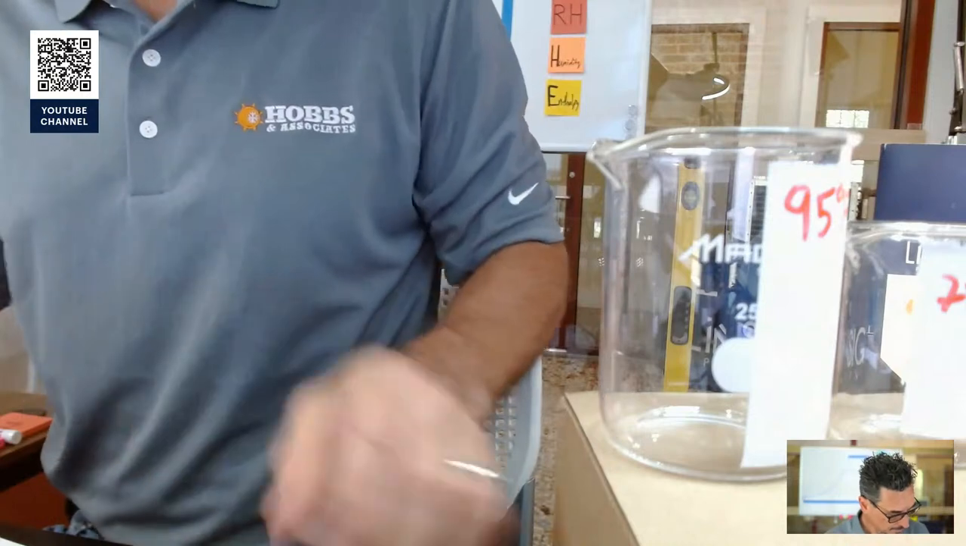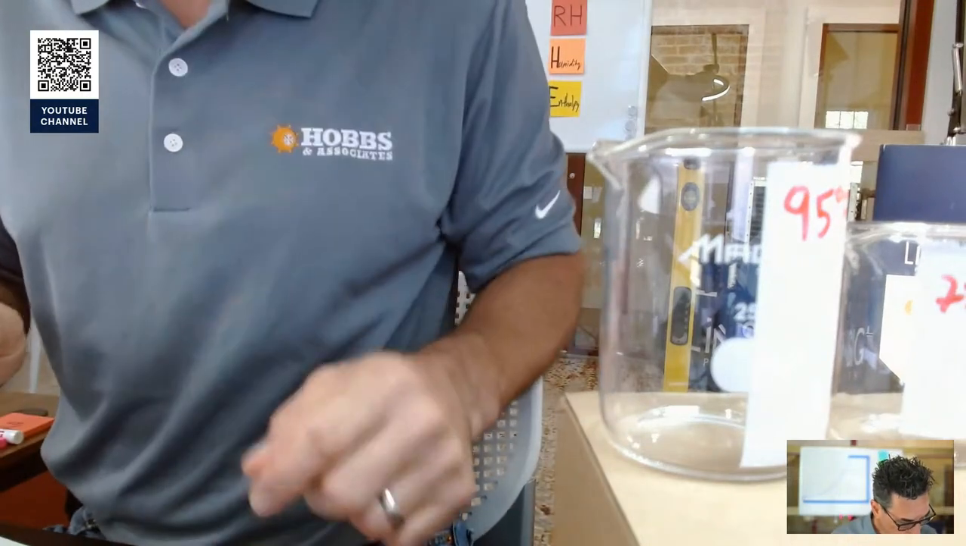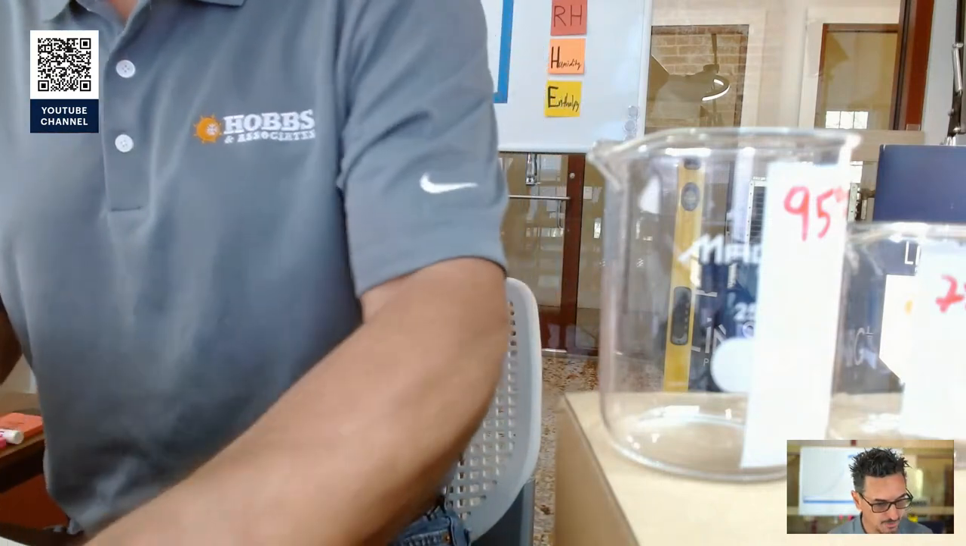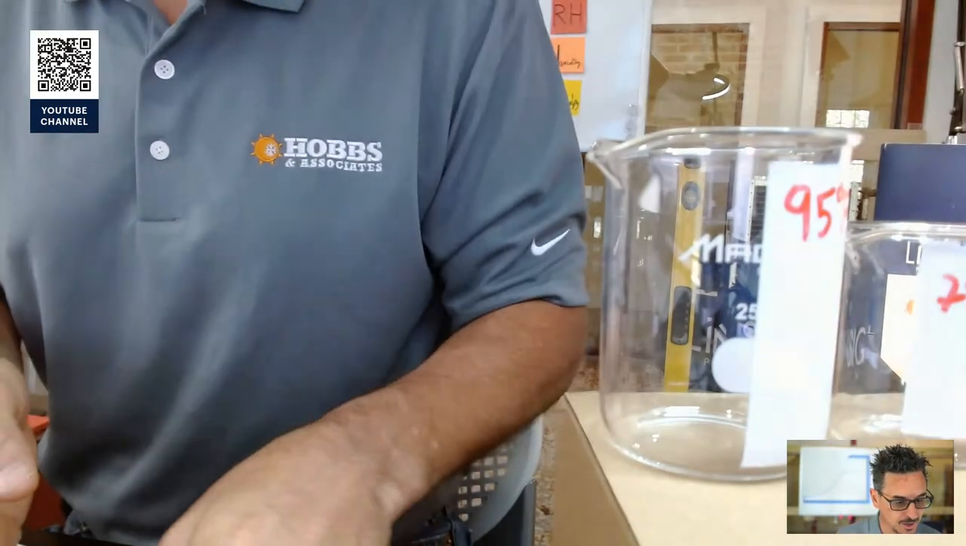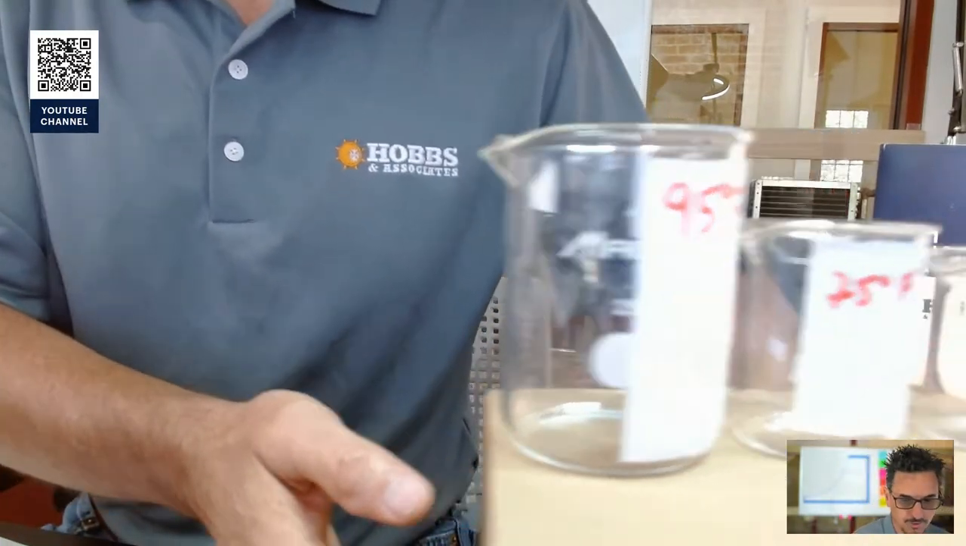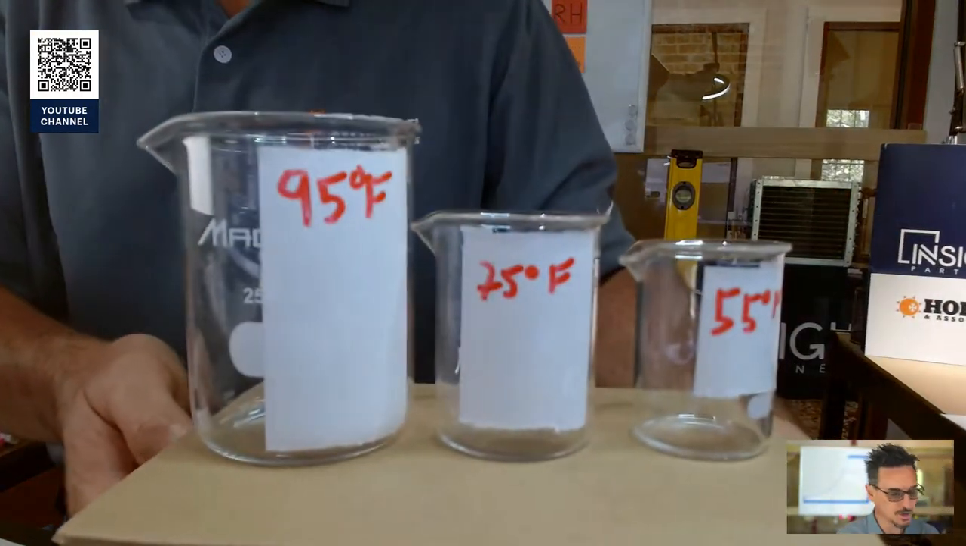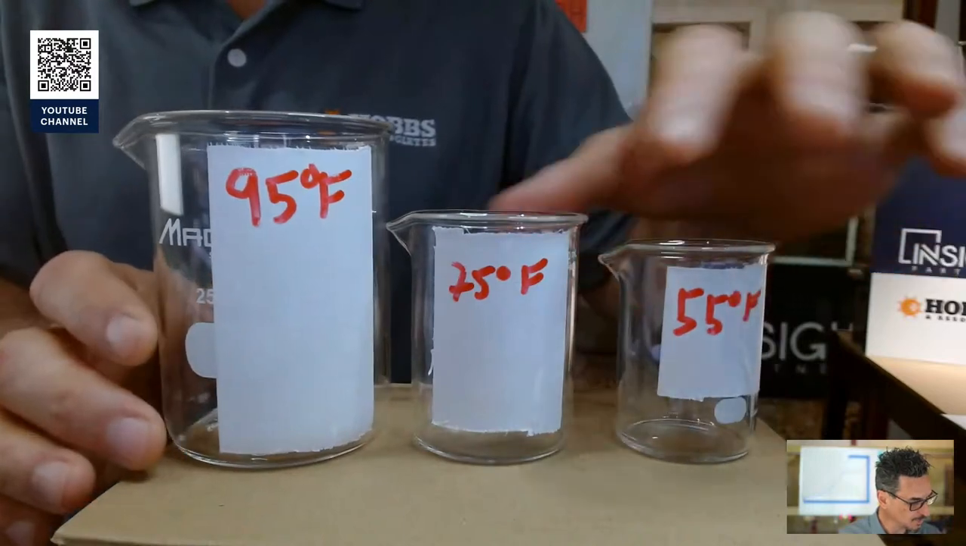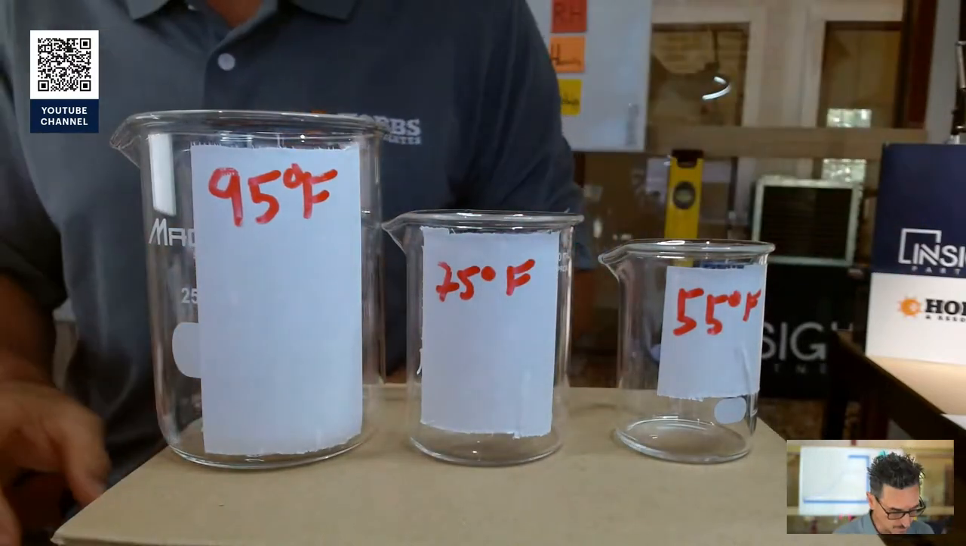So dew point, anything colder than the dew point will condense water. That's how cooling coils work. That's why we keep cooling coils colder than the dew point of the air, so we can remove heat and humidity from the air. Okay, so that brings us to relative humidity, which I'm going to use these beakers to hopefully demonstrate what relative humidity is.